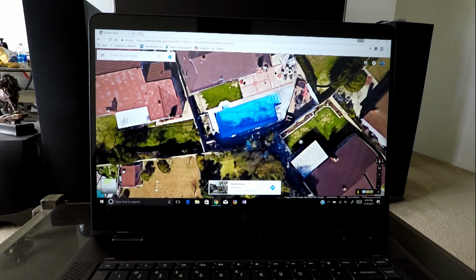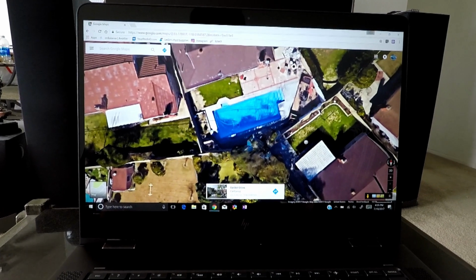Today I'm going to do a little tutorial on alkalinity. High alkalinity, how to lower it. Low alkalinity, how to raise it. And we'll use this pool here as an example.